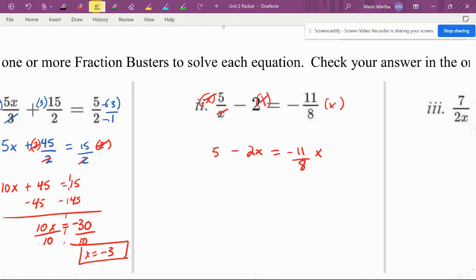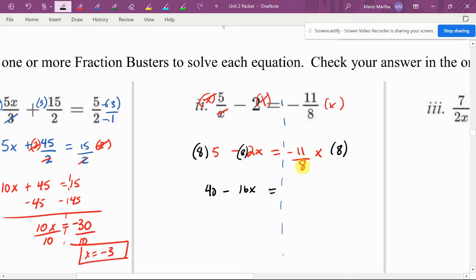And then the next step would be to eliminate the 8. So I'm going to multiply both sides of the equation again by 8. So everything by 8, everything by 8 here as well. 8 times 5 is 40, minus 8 times 2 is 16x, equals, and again, this 8 goes away with that one, and you're just left with negative 11x.